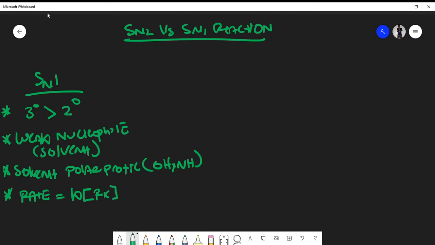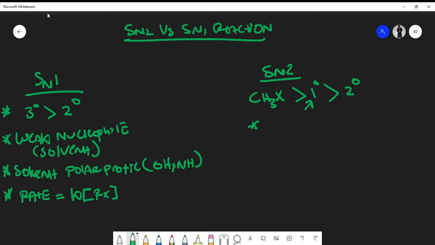times the concentration of the alkyl halide. For Sn2 reactions, oppositely, we say a methyl halide is actually better than a primary alkyl halide, which is better than a secondary alkyl halide. Now, really in organic chemistry, we use the primary alkyl halide most of the time. In most reactions, you will see the primary alkyl halide.